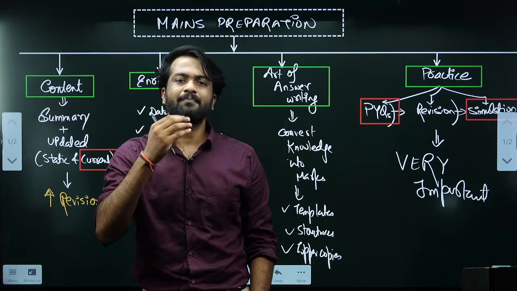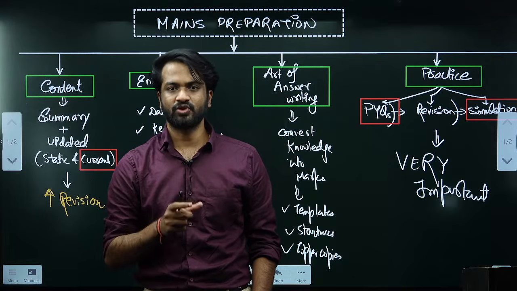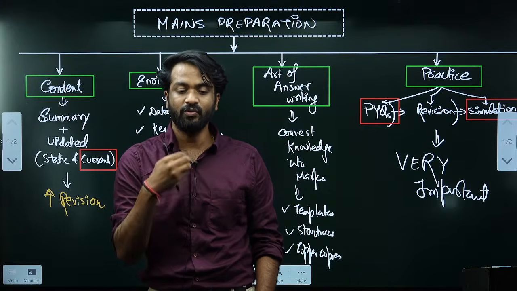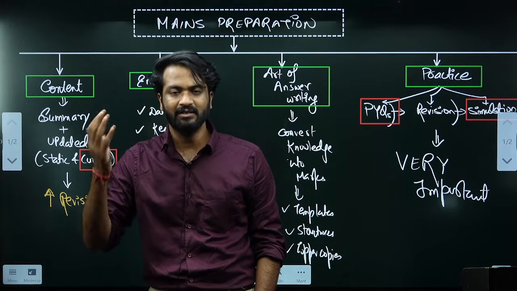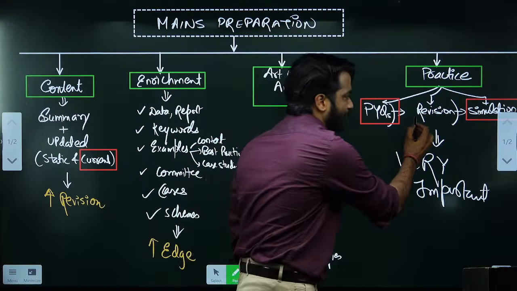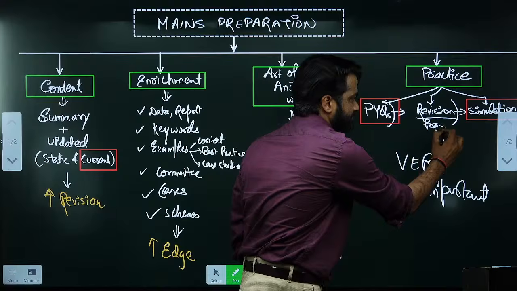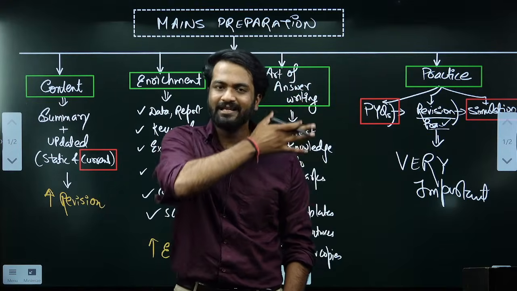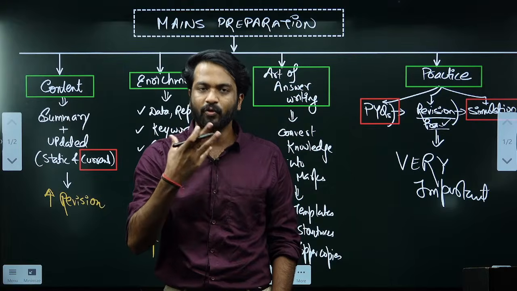Then as soon as you complete a subject, let's say you have completed social justice, it's your duty to write at least 7 to 8 questions so that you understand that whatever you have done, whether you are able to write the answers on it or not. So revision through practice, and then finally simulation.